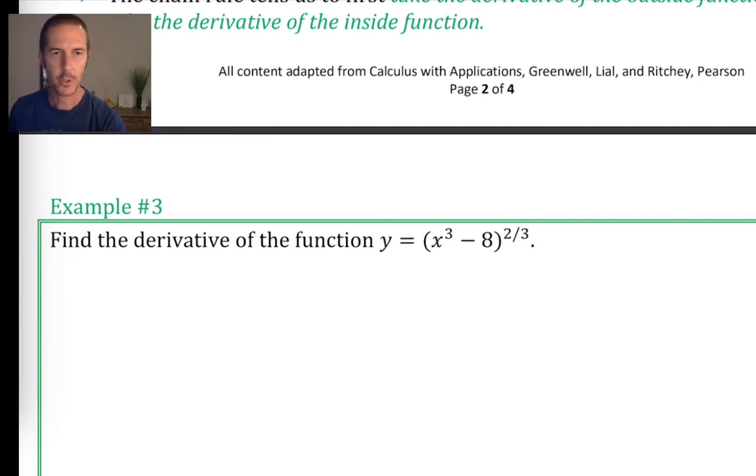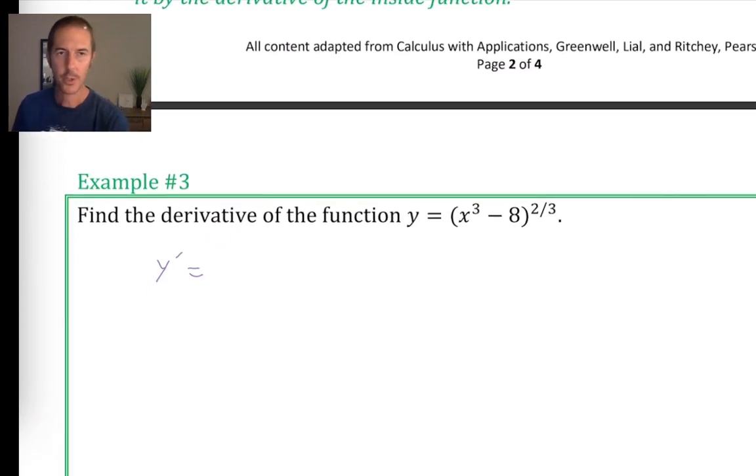The outer function is raising something to the 2/3 power. The inner function is x to the 3rd minus 8. So here's what y prime looks like.